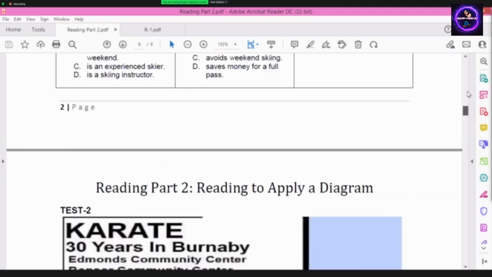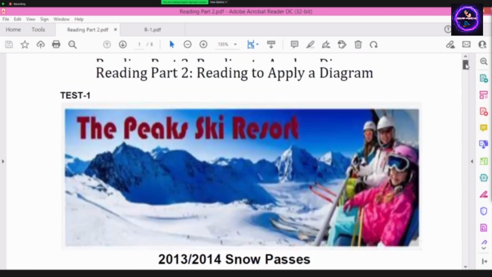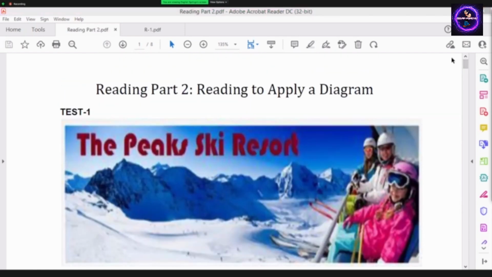Now the questions here are given in the form of a letter again. Altogether in this part, you are going to have 8 questions, and you get about 9 minutes of time to complete this. In the previous one, part 1, you had 11 questions, 11 minutes. This one, 8 questions, and you get 9 minutes.